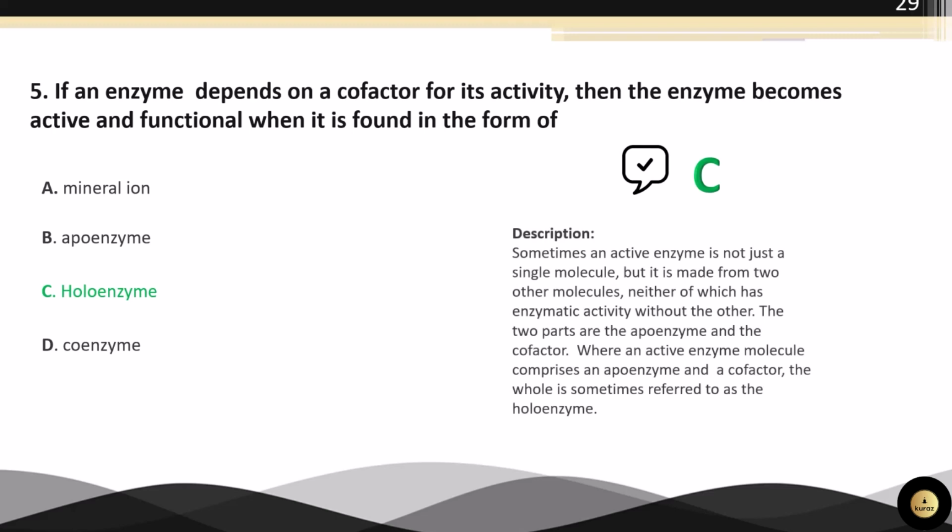Holoenzyme. Sometimes an active enzyme is not just a single molecule, but it's made from two other molecules, neither of which has enzymatic activity without the other. The two parts are the apoenzyme and the cofactor. Where an active enzyme molecule comprises an apoenzyme and a cofactor, the whole is sometimes referred to as the holoenzyme.